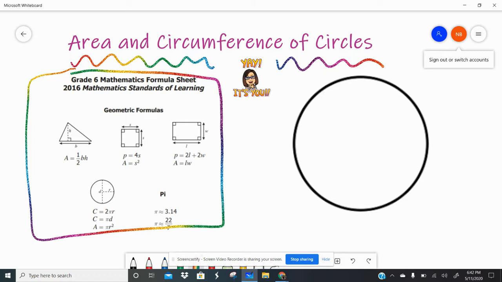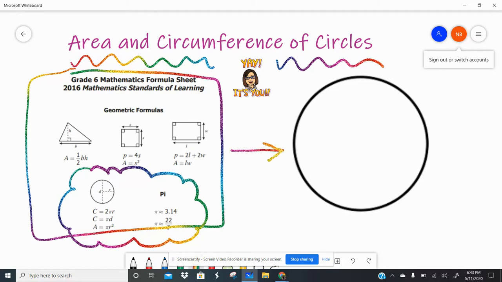This is like a paper that's given to you every time that you have to take a standardized test, or when you'll be working with what we call geometric formulas. This week, we're going to focus solely on circles, to be honest with you. So we're going to be down towards the bottom of the formula sheet looking at the circle. A couple things you need to know about circles. There's a couple parts of a circle that you really need to know.